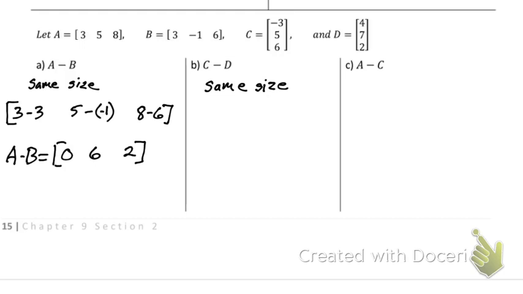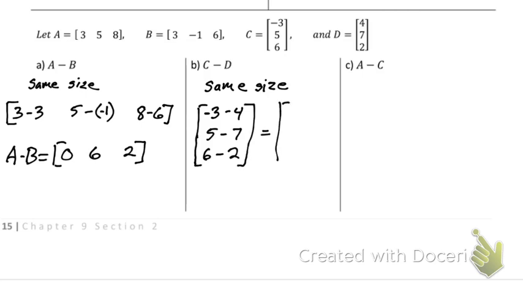So we can do the math. Once again, we're going to pull from C first. C is that negative 3 on top. And I am subtracting away D, so I'm going to subtract 4. My next row is a 5. Subtract away the next row in D, which is a 7. And finally, we have 6 minus 2. And so that's going to equal a negative 7. 5 minus 7 is a negative 2. And 6 minus 2 is 4.